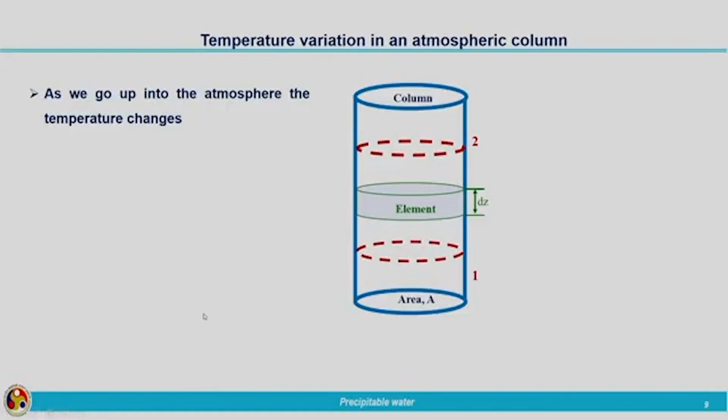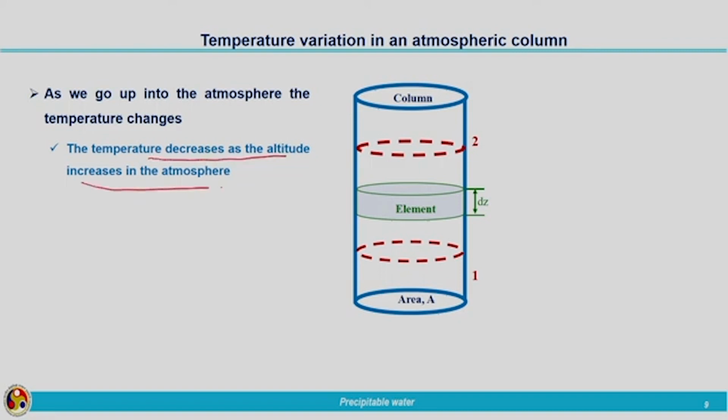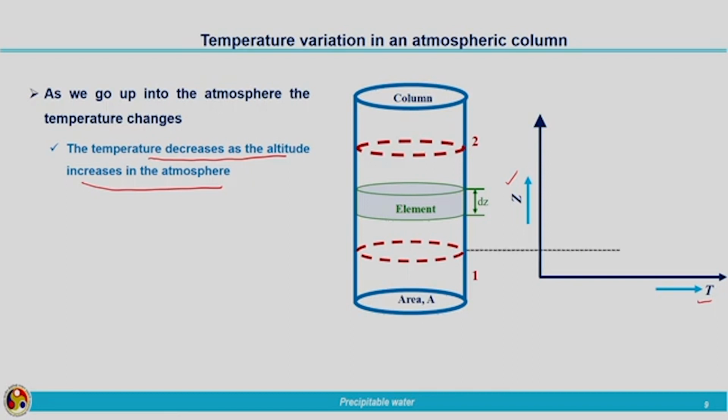Now, we can plot how these are varying. Temperature is decreasing, so I am going to plot the temperature variation as the altitude increases. Temperature decreases as the altitude increases in the atmosphere. We can plot the x and y axis. Along the x axis we have the temperature, and along the y axis we are marking z, that is the altitude. So, at section 1 we have Z1, and the corresponding temperature is T1.